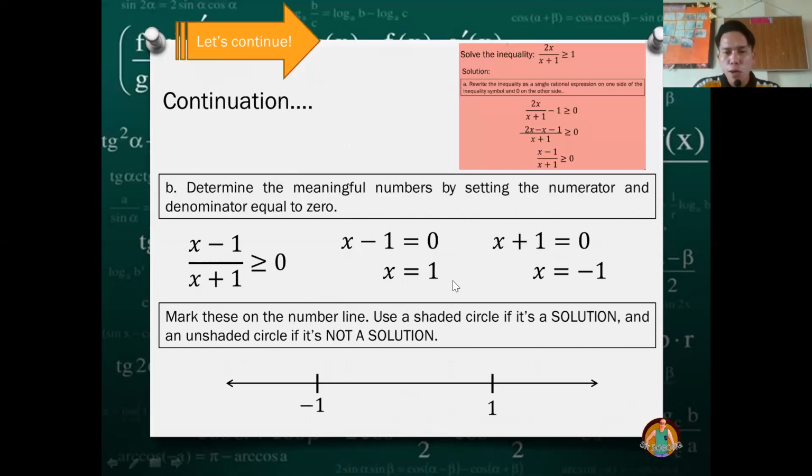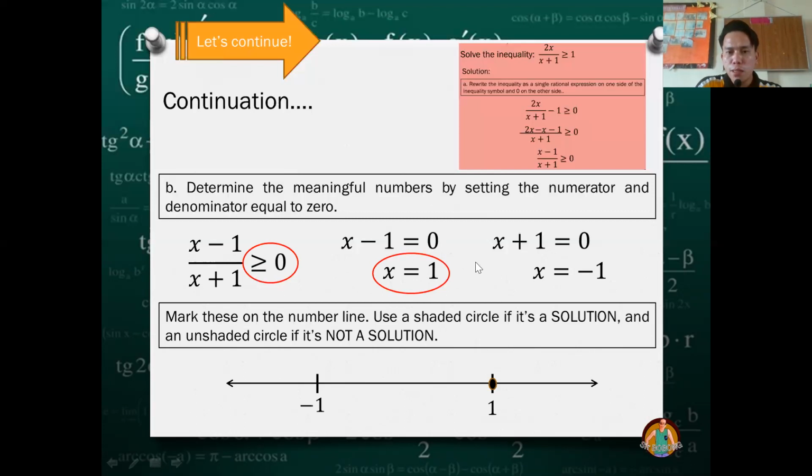So, ibig sabihin, our 1 is a solution. Therefore, it should be a shaded circle. So, kasi our x is part of the solution. Okay? Kasi kung may substitute tayo ng value ng x into 1, 0 yung labas. And 0 is greater than or equal to 0 based on our equation. Therefore, 1 is a solution.